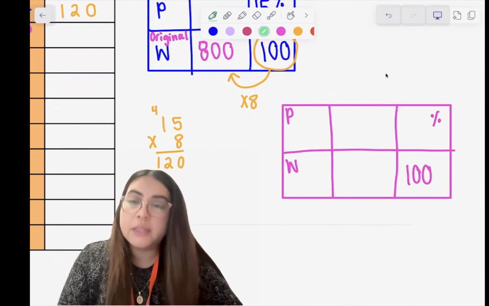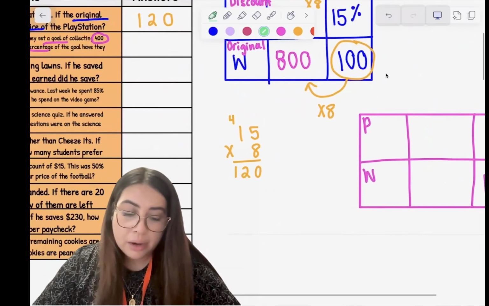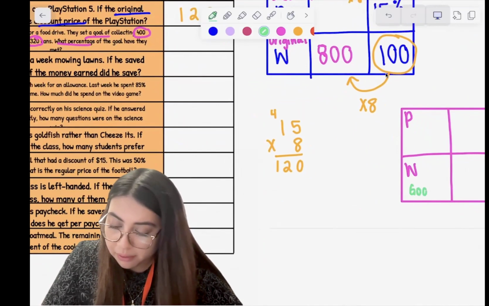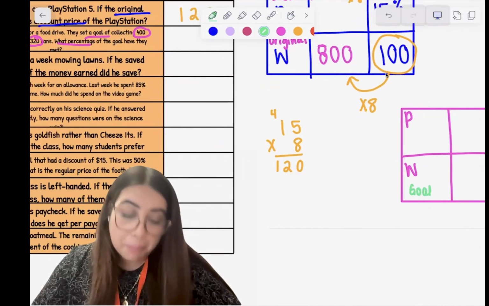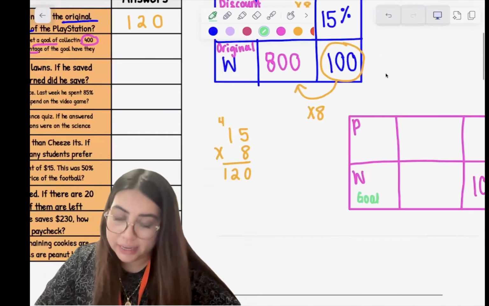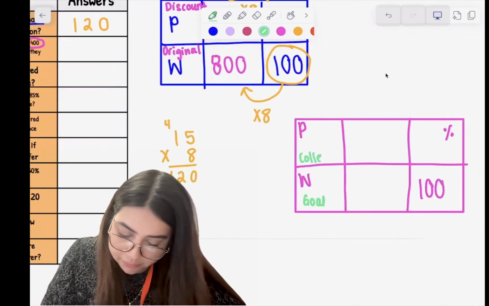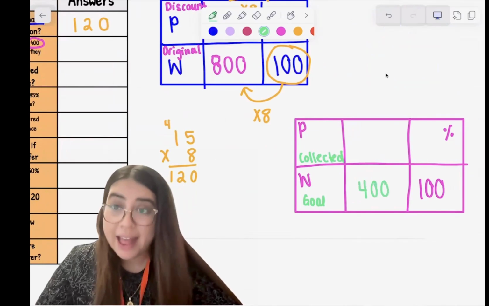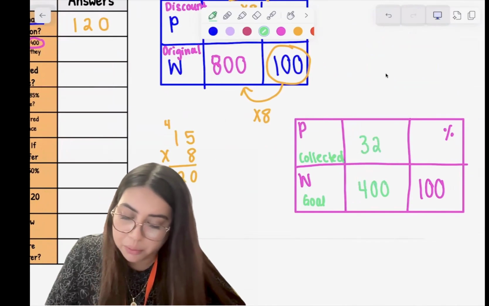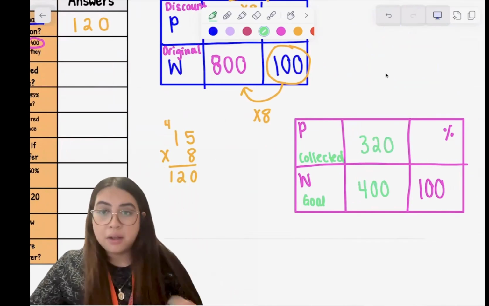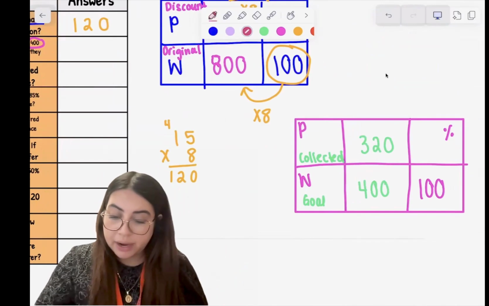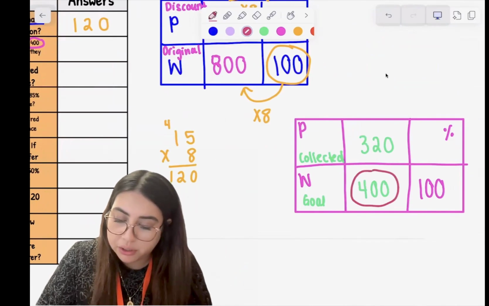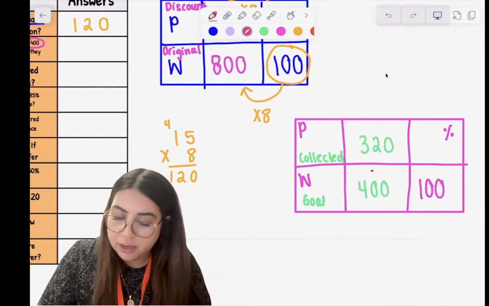Now I'm going to fill it in specifically from what I know from the problem. I know the part and the whole. The whole is the goal: what is the ultimate goal they want to get to? And the part is what they have collected. The goal is 400. They have collected 320. Now, like we've always done, we're going to find our corner number. I see that my corner number is 400, so I'm going to circle it.